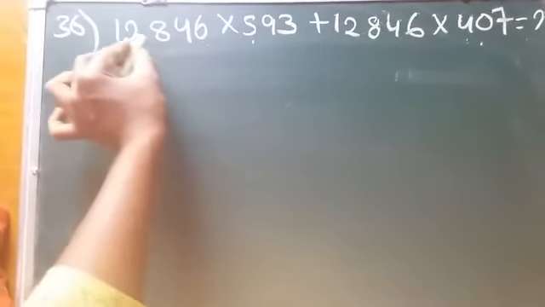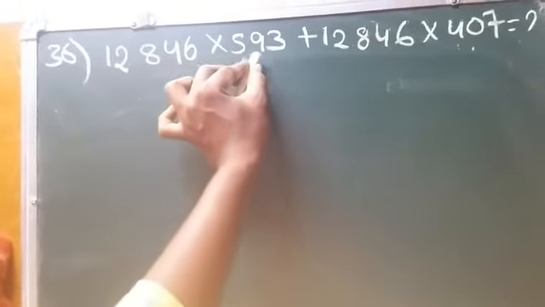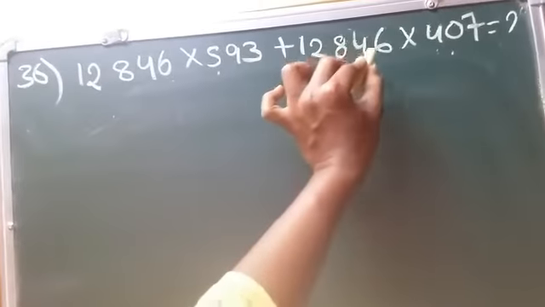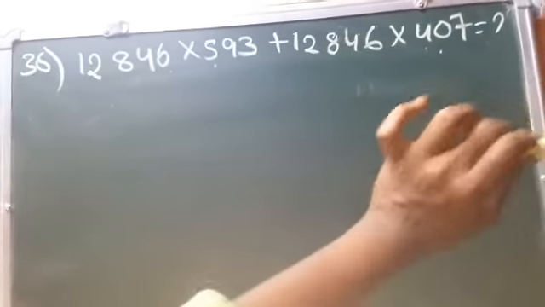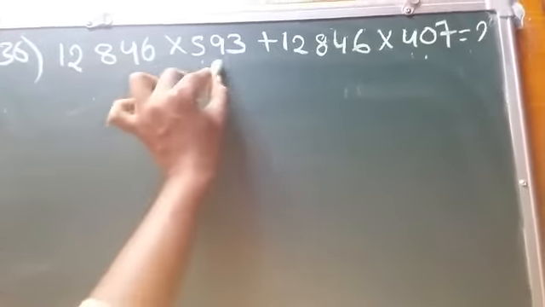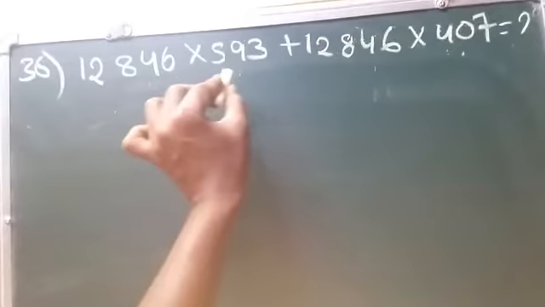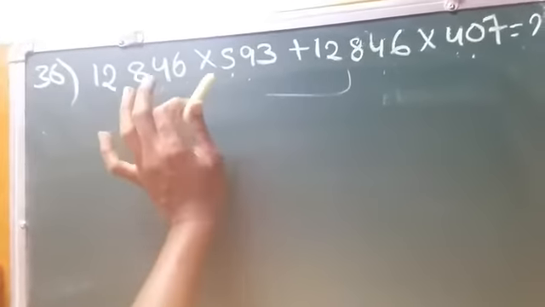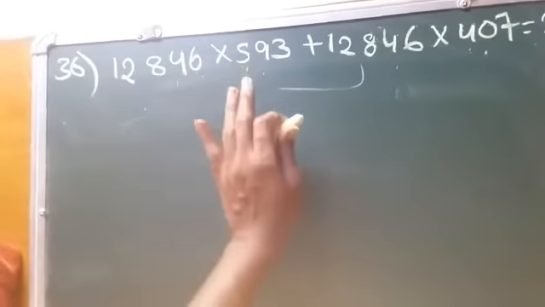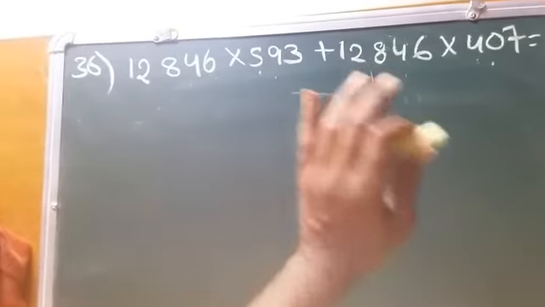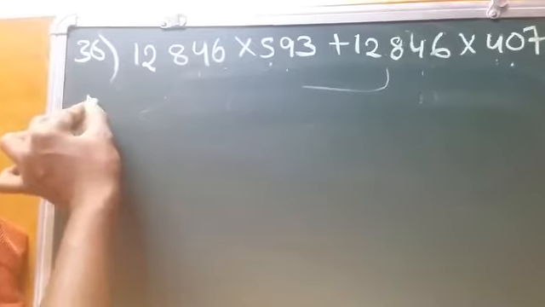See the next question. 12846 into 593 plus 12846 into 407. Here you have to multiply these two and multiply these two. With the result we have to add. You will get the answer for this question. But it looks very large, but the answer is very small.